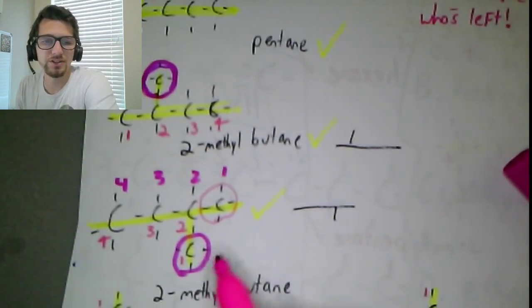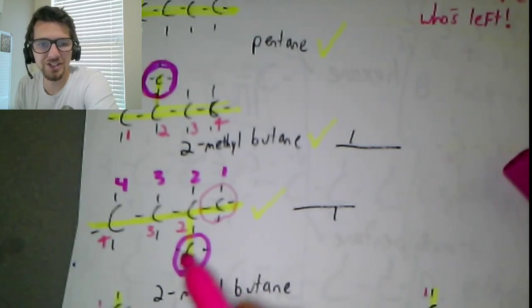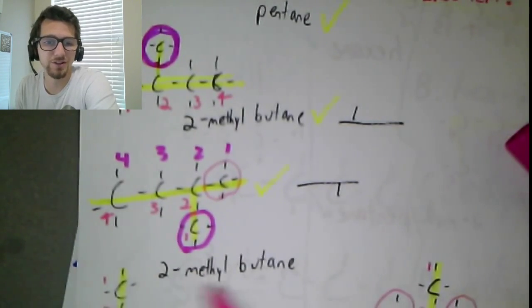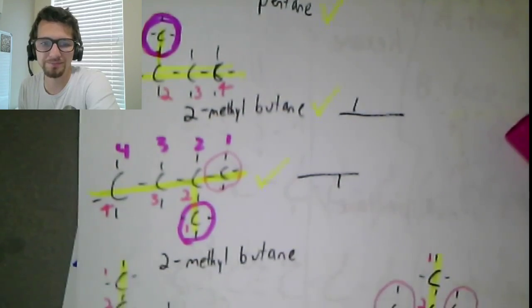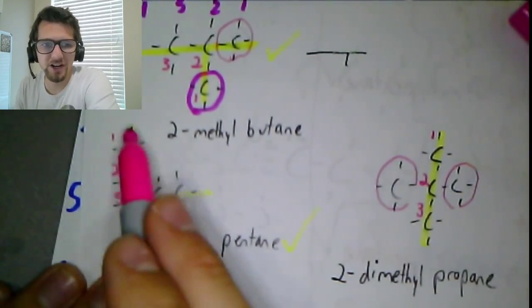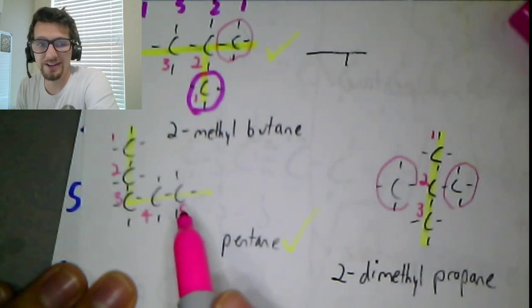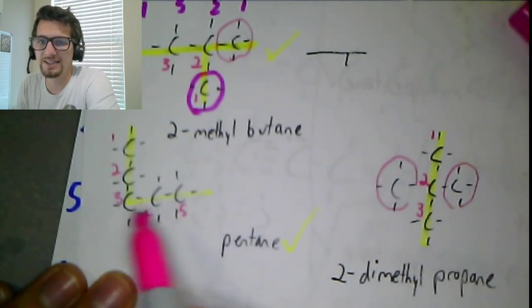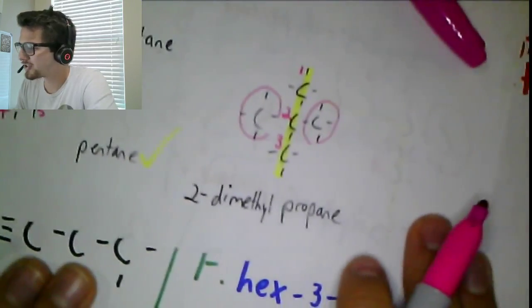What's the lowest number carbon that this methyl group is touching? Number 2. So this is still 2-methyl, and then I have a butane. So these 5 carbons you can trace all the way across, and there's only 5, and there's no double bonds or triple bonds, so it's pentane. This was the interesting one, and I'm going to do a different one.